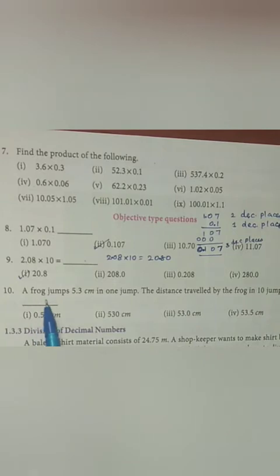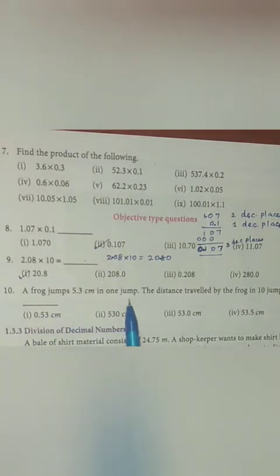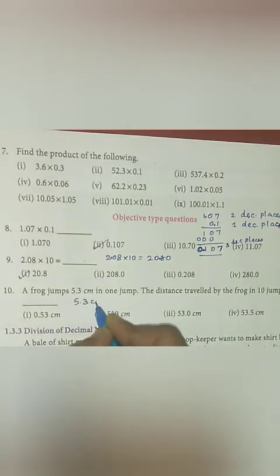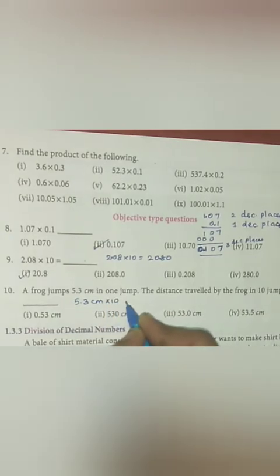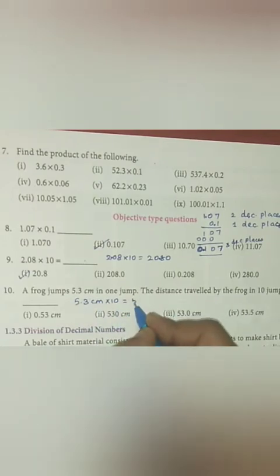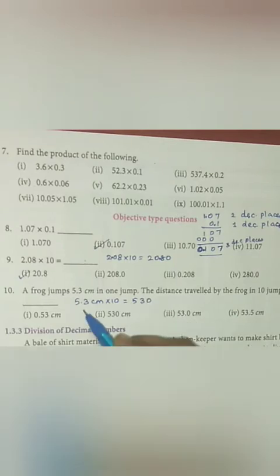10th problem, a frog jumps 5.3 centimeter in one jump. The distance traveled by the frog in 10 jumps is. So we are asked to find distance traveled by the frog in 10 jumps. How to find? We have to multiply 5.3 centimeter by 10. So forget about this decimal point. When you multiply 53 by 10, what will you get? 530.